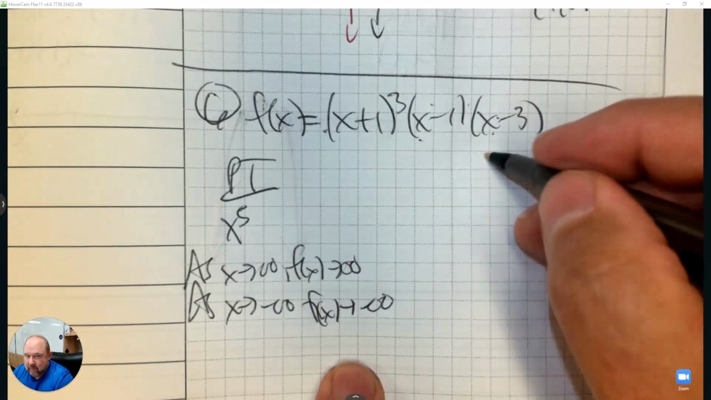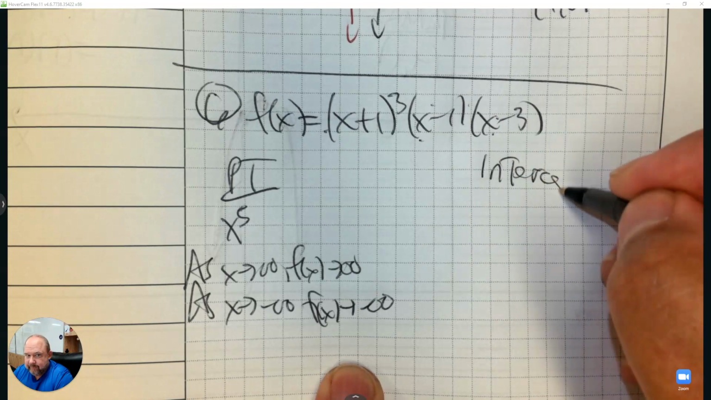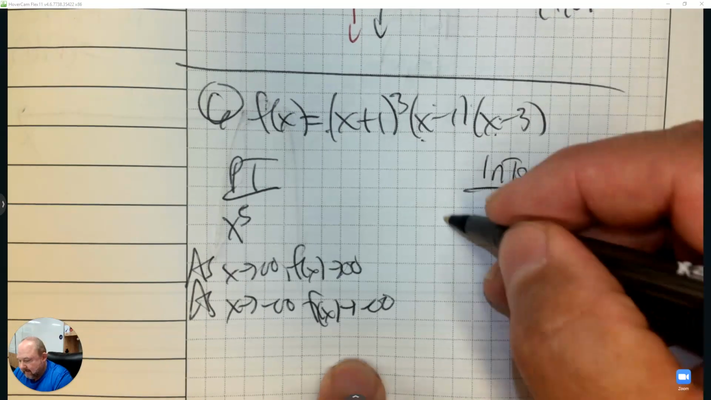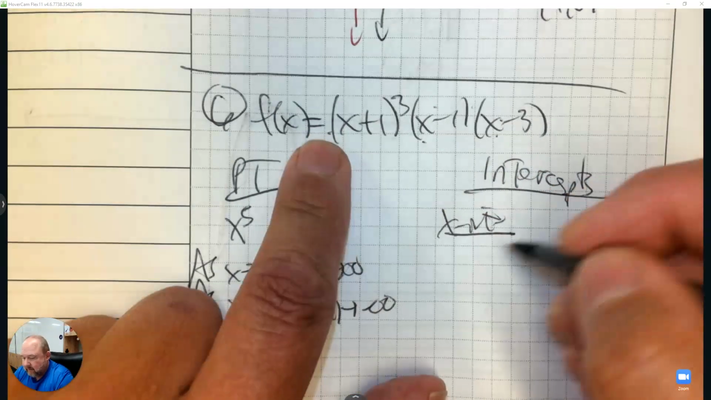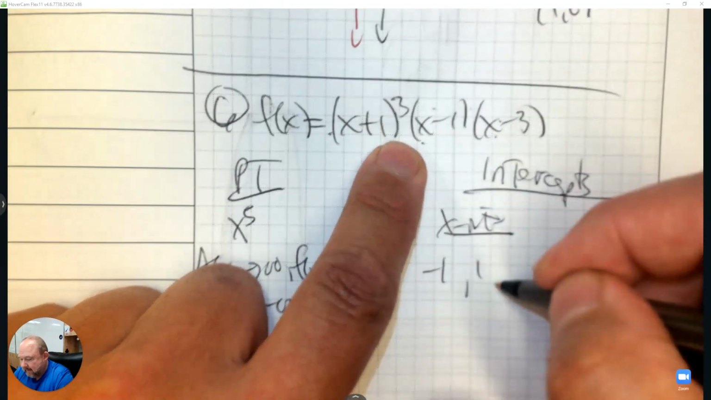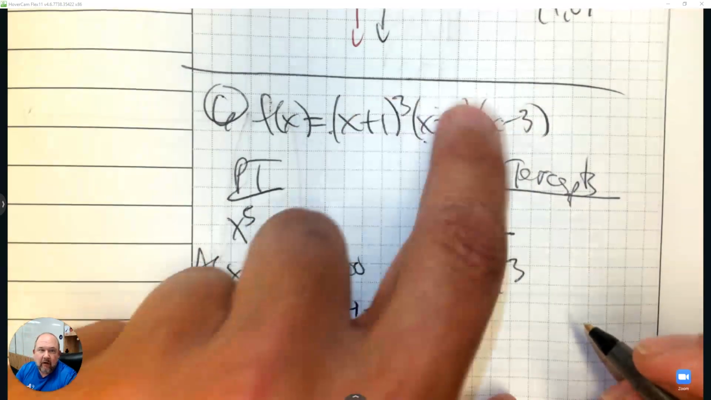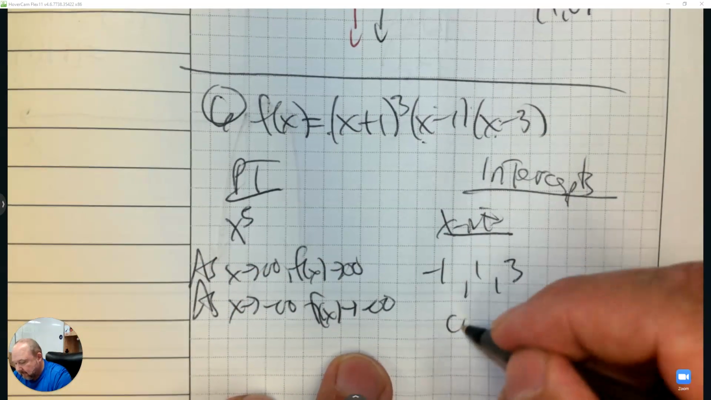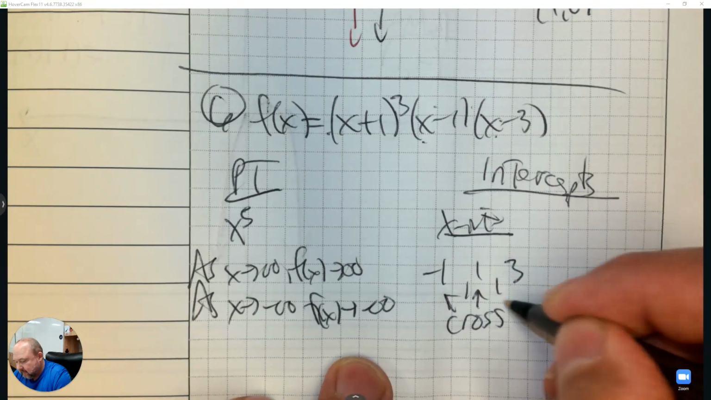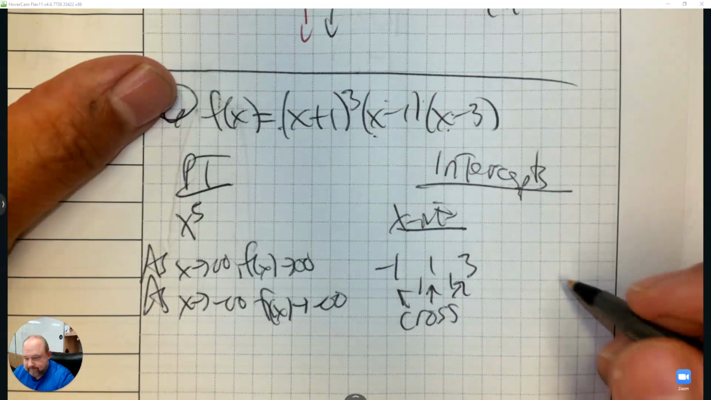So we have the end behavior. The intercepts, the x-intercepts are negative 1, positive 1, and positive 3. All of them have odd exponents, so all of them are going to cross. I'm just going to write it once. So they're all going to cross.